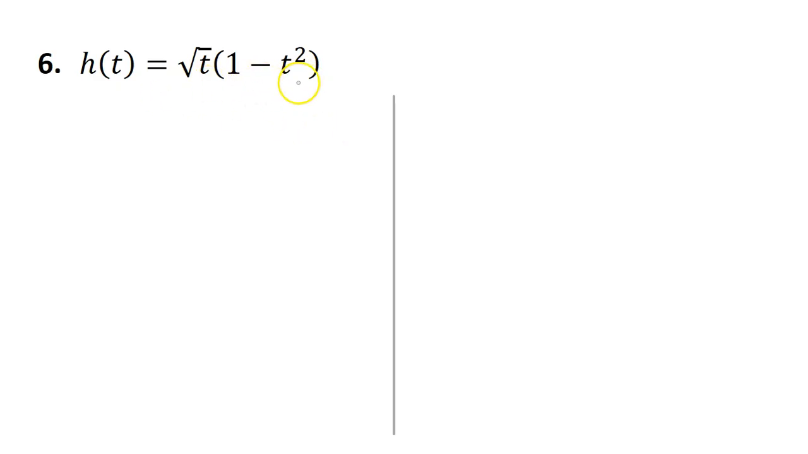But either way, understand that the square root of t is equivalent to t to the 1/2 power. So we have this. So first I'm going to do this using the distributive property.